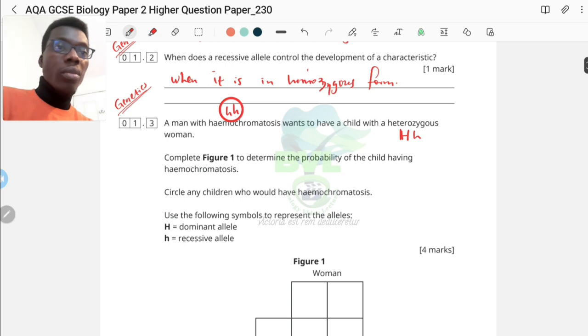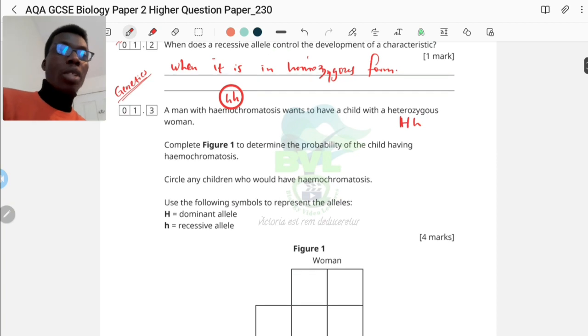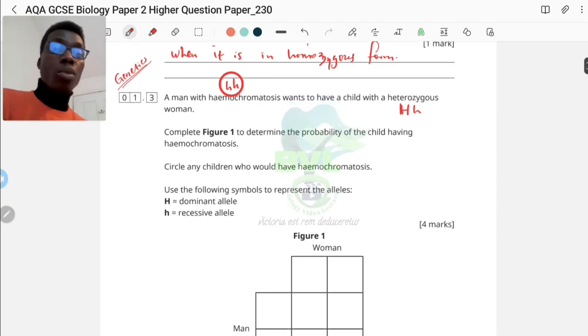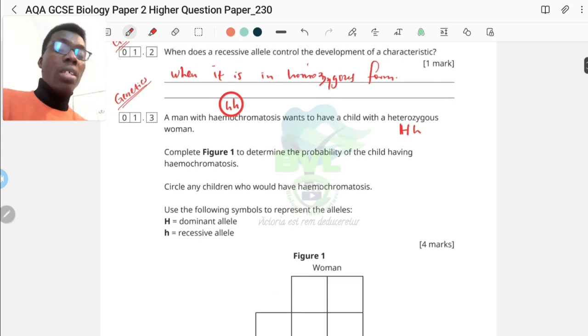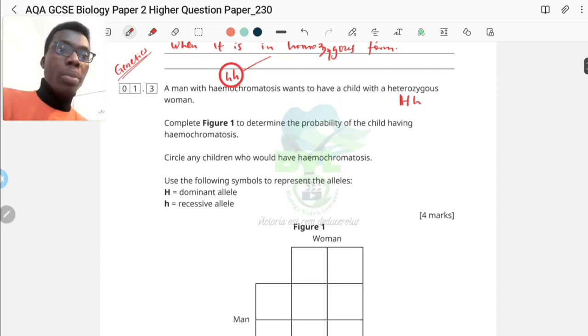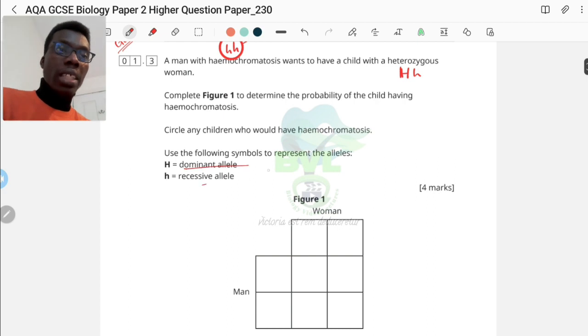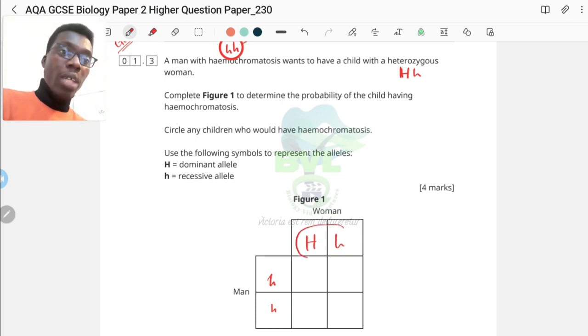So it says here, figure 1, complete the figure to determine the probability of the children having hemochromatosis. Circle any child who would have hemochromatosis, so any child that has this will be having the disease. Now, use the following symbols to represent the alleles: dominant allele and recessive allele. So these are the alleles of the woman, and these are the alleles of the man. He is heterozygous and she is homozygous.